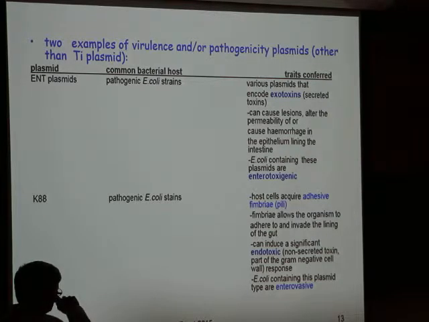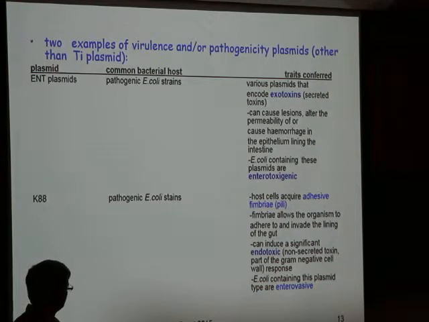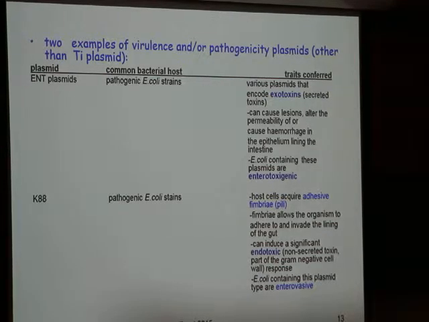Those that are being killed by your gut will actually cause an endotoxic response. And these kinds of bacteria are deemed enteroinvasive, so they have the ability to invade. Very often, different strains of bacteria will carry different plasmids, and the symptoms of the infection that you have with the particular pathogenic E. coli is often dependent on what plasmid they're actually carrying.